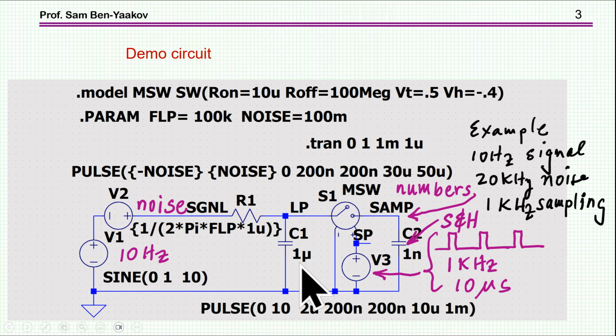Then I have a filter that I'm going to talk about. And then we have here a sampler, okay? And this is the driver of the sampler. And I am discussing a case of 1 kilohertz sampling rate and 10 microsecond width. This doesn't really matter. We have here a capacitor, which is like a sample and hold, so that when the sampling is on, then you get the voltage from this 1 microfarad capacitor to this capacitor. The voltage is captured here.